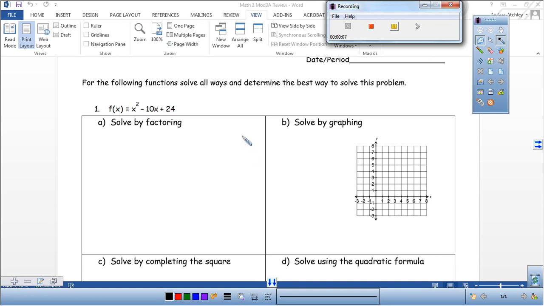Okay, so we're going to start and do that first problem on your review for your test. That is tomorrow, Tuesday, November 8th. We're going to solve by factoring the first way. So here's our function, and we're going to factor it. I'm going to draw our box.